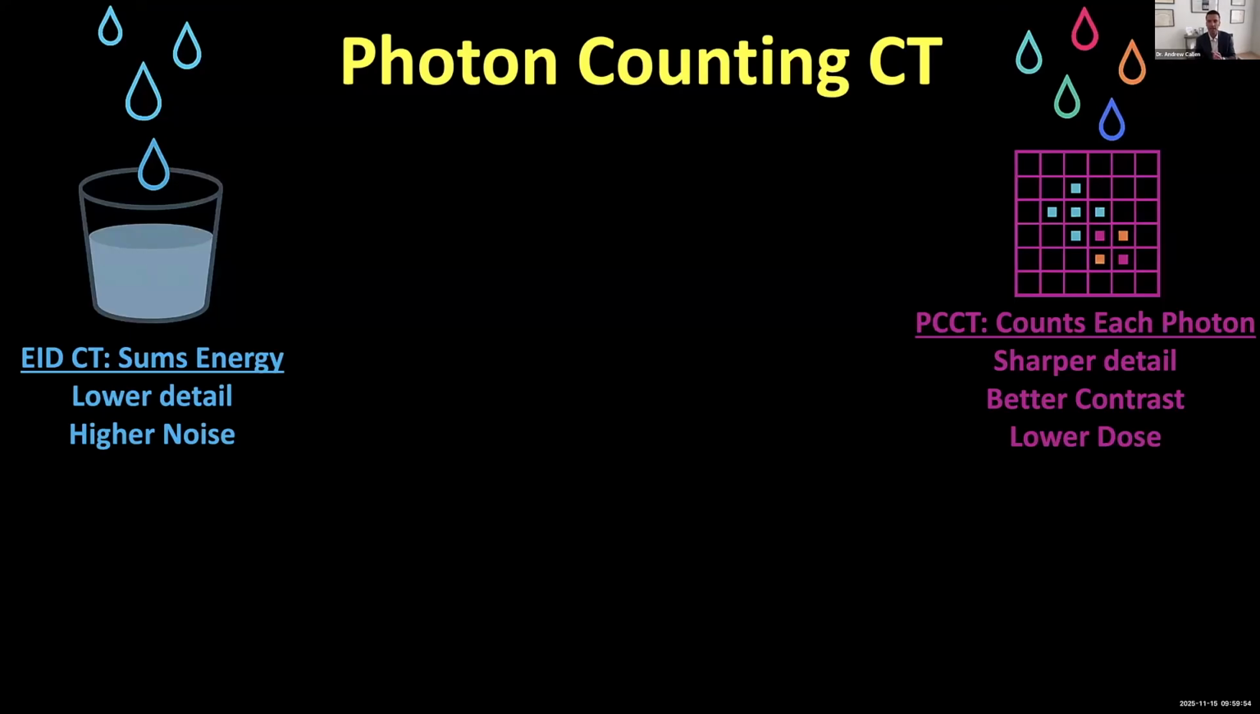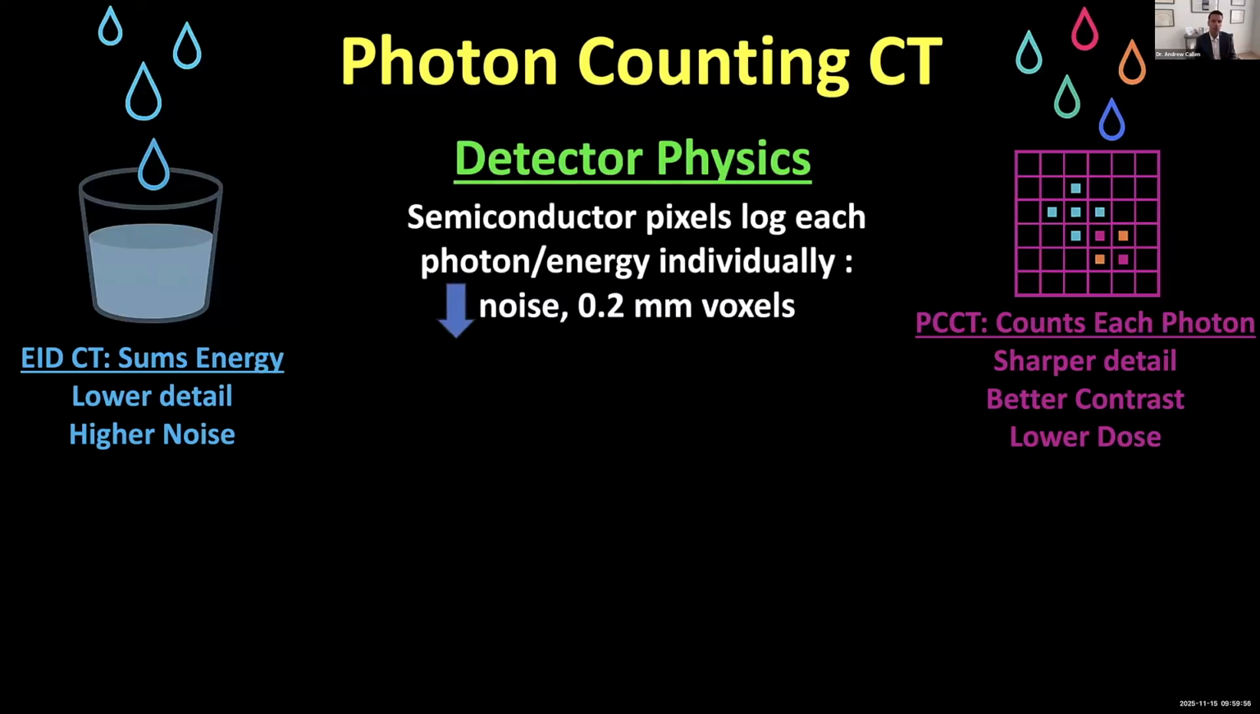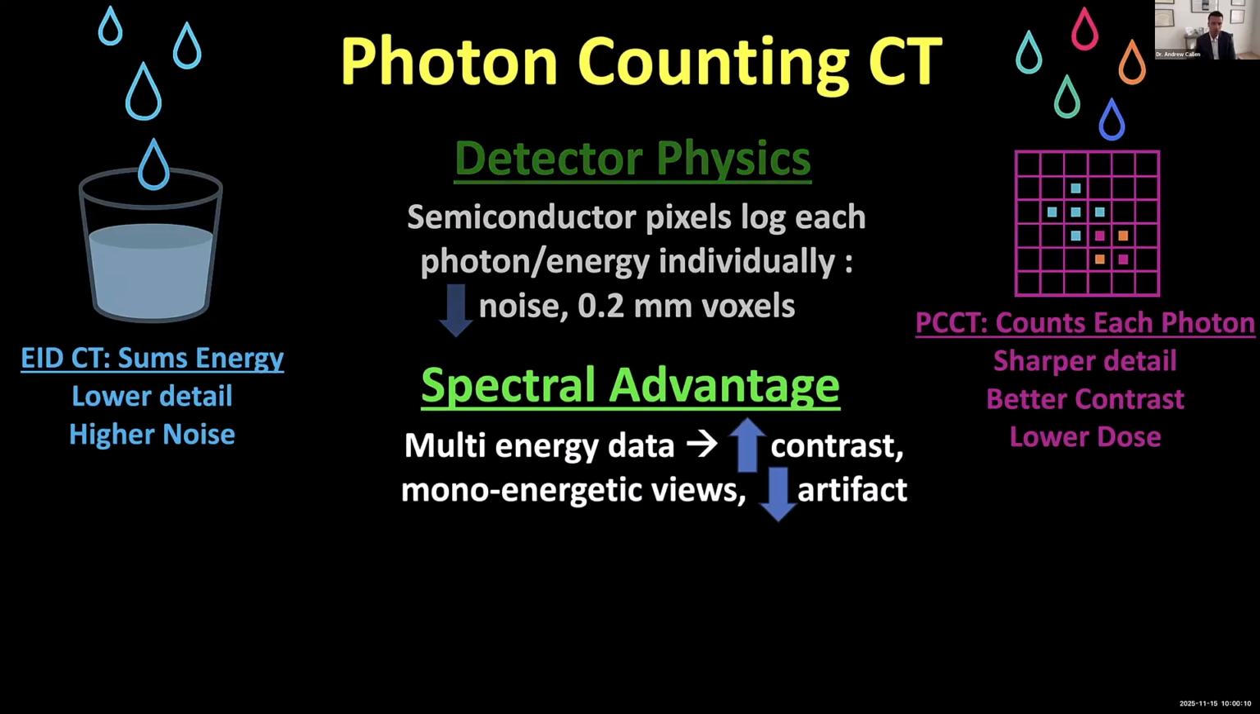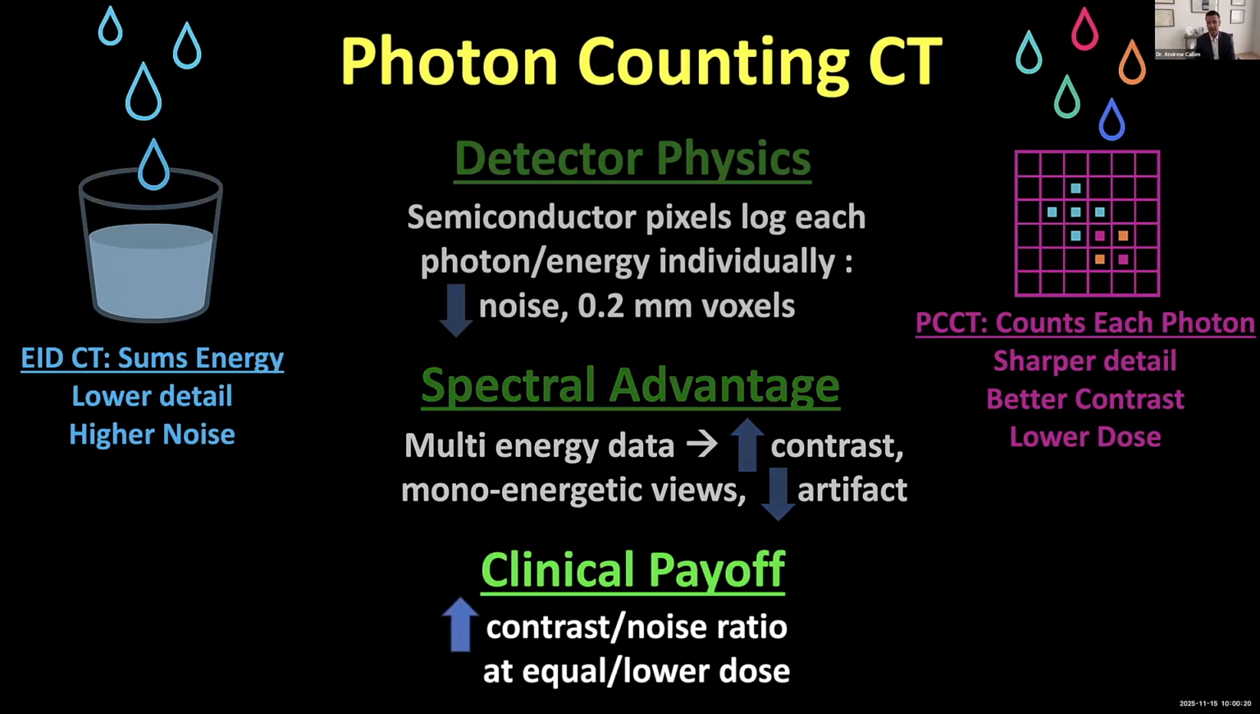And that's the difference, is that the technology is so different in that these semiconductor pixels in the photon counting CT will log each photon or energy individually. And so it gives us much more detailed information. It gives us less noise, the artifact that we see that we could think might be a fistula or might not be. It gives us multi-energy data that increases our contrast resolution, gives us these intrinsic monoenergetic views, and decreases our artifact, and does all of this at an equal or even lower radiation dose.